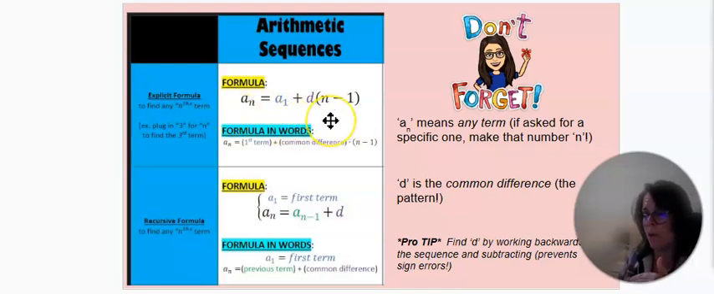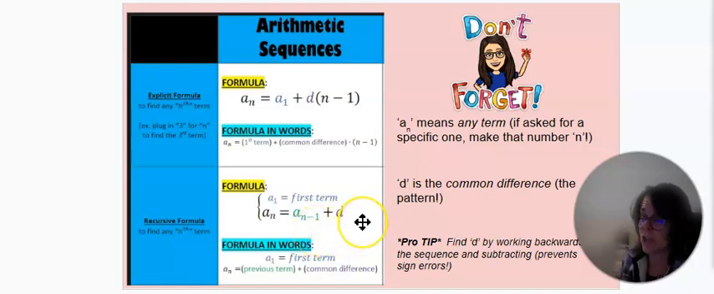I want you to put the formula in your notes, but it's important to also put the words in there as well as when we use this formula to find any term. Now the recursive formula has two parts. The first part is just saying what the first term is equal to. The second part basically reads, to find a term, take the term before it, right, a sub n minus 1, and add the common difference.